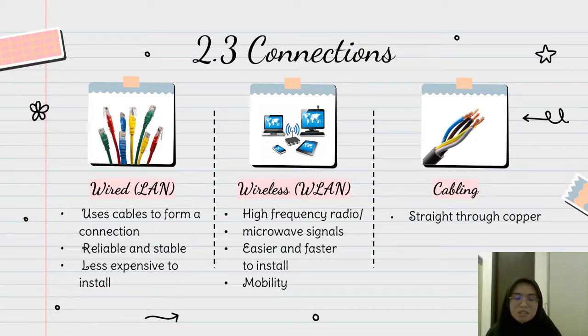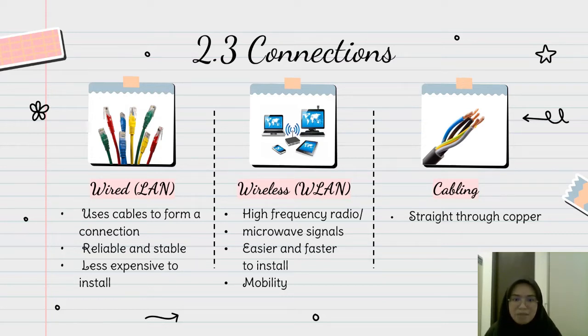The second one is wireless connection. It uses high frequency radio or microwave signals to communicate. A wirelessly enabled device is able to connect to the internet and other devices without using an Ethernet cable. And it is also much easier and faster to install since it uses less equipment and cables, and also provides mobility since there are no cables involved.